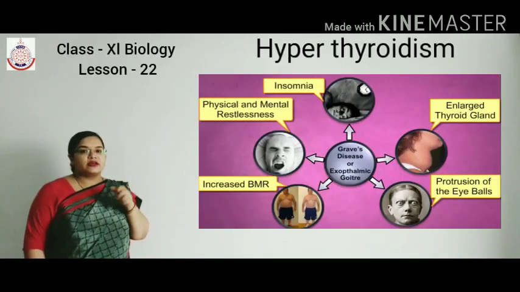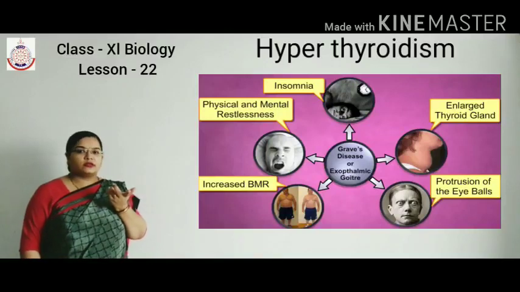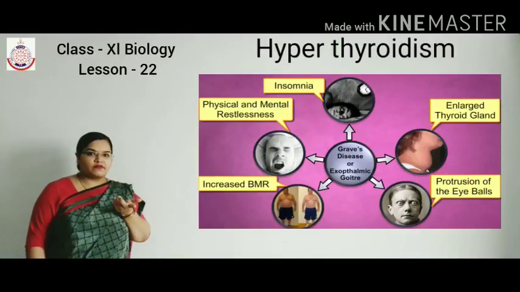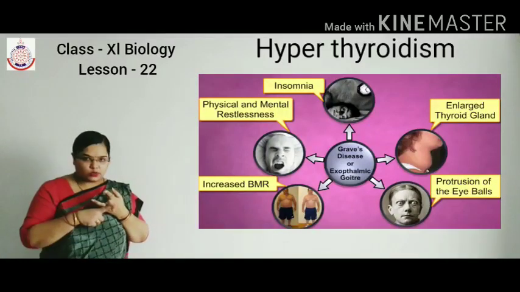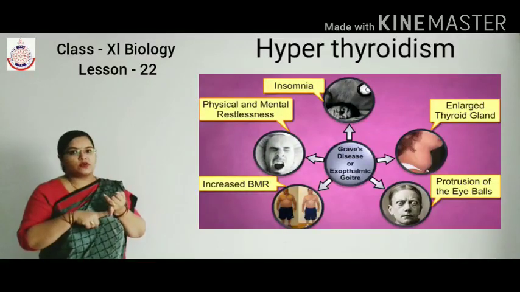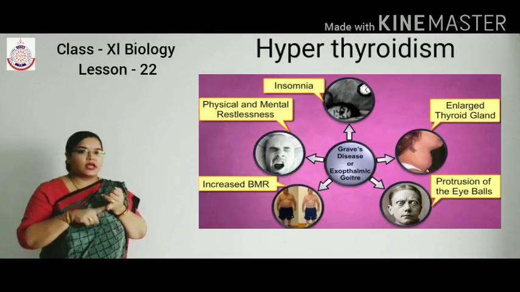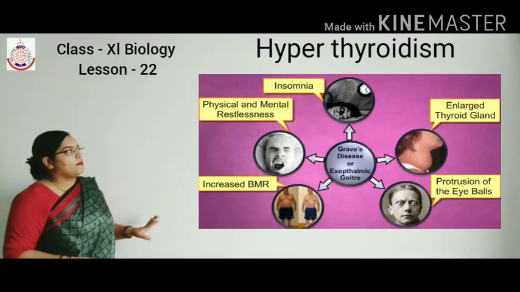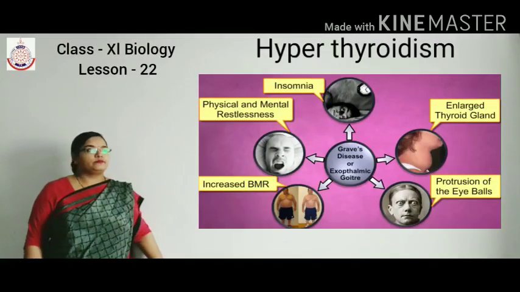Second is increased basal metabolic rate. Now the basal metabolic rate of the person will increase, the person will lose weight, and then high blood pressure and heartbeat also increase in hyperthyroidism. So this was all about the thyroid gland.